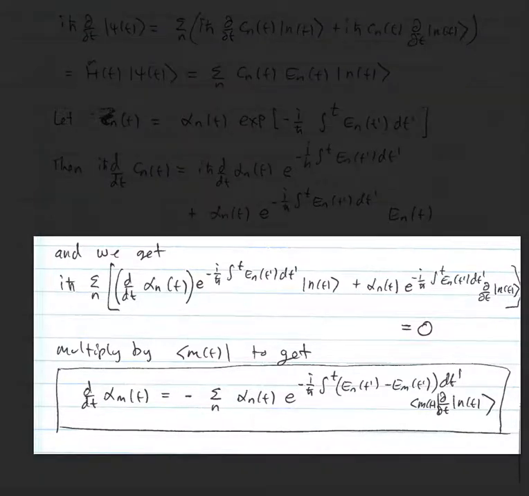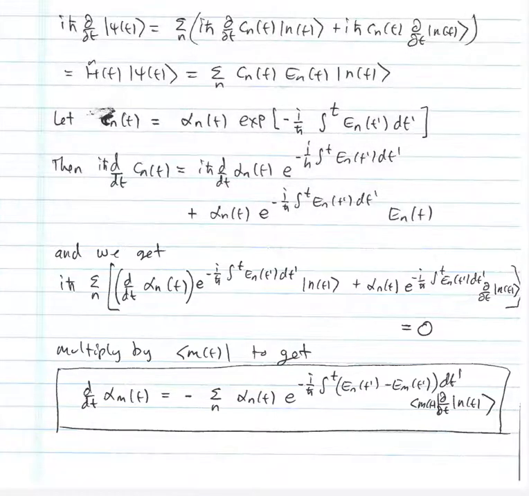d/dt alpha m of t is equal to minus the sum over n alpha n of t, this exponential where we now have a difference of instantaneous eigenvalues, En of t' minus Em of t', because we divided by the exponential factor on both sides, times the overlap of m of t with the derivative with respect to time of n of t. So that is now our equation of motion for this time-dependent wave function when it's written in the form sum over n cn of t |n of t>, and cn of t is written in this form alpha n of t times exponential minus i over ħ antiderivative of the instantaneous eigenvalue with respect to time.